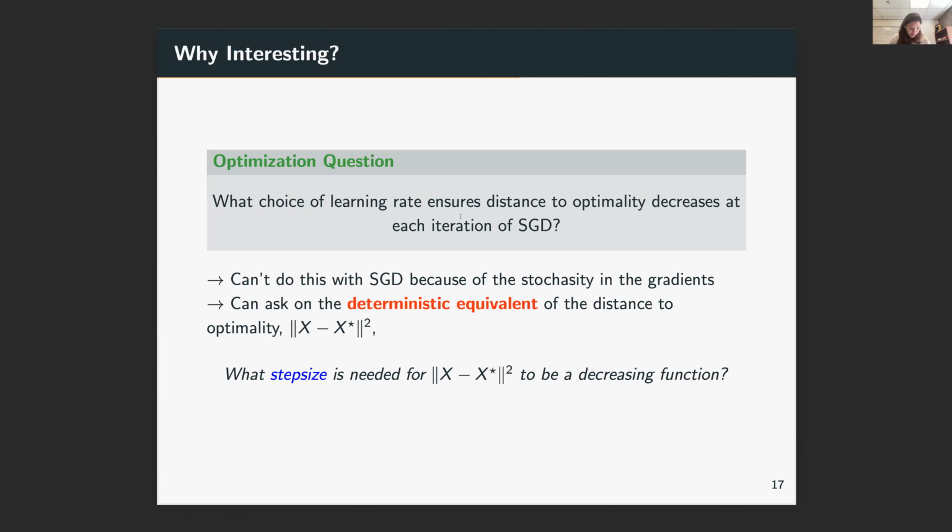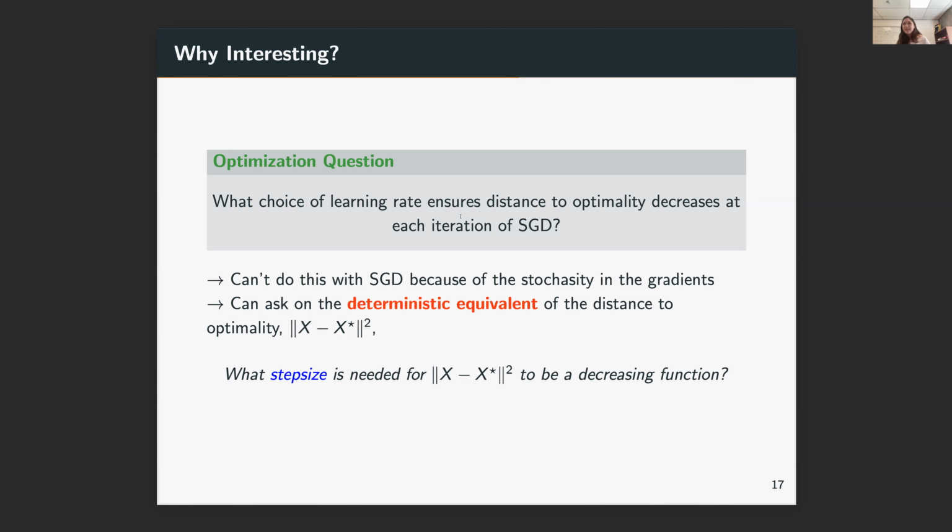Okay. So with that in mind, you might ask, okay, that's kind of cool. You can compute the deterministic dynamics. You have to solve this ODE, of course, but you can numerically solve it. But why is that really interesting? Like, you're still going to have to run SGD. Well, it's interesting for various reasons.